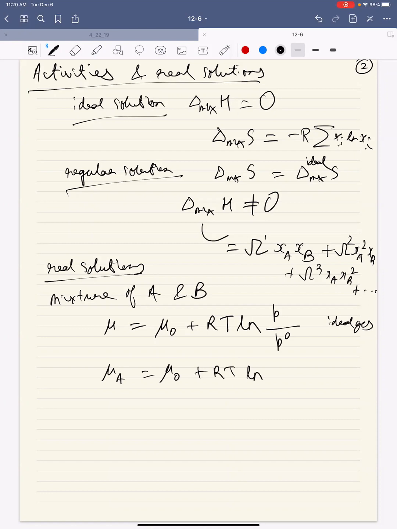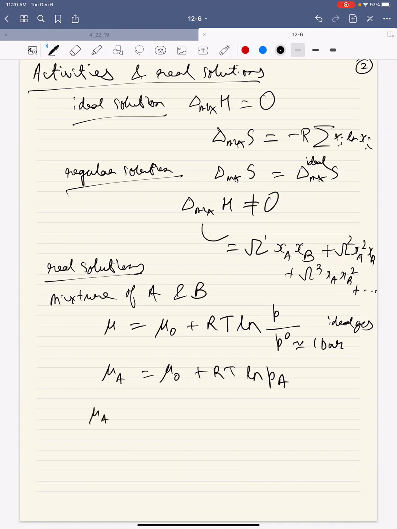What should we replace? So we can set P naught equal to 1 bar. We don't worry about it. If it's a mixture, then the P will be replaced by the partial pressure, right? Now, since we are assuming ideal behavior, we can replace partial pressure by the mole fraction, right?